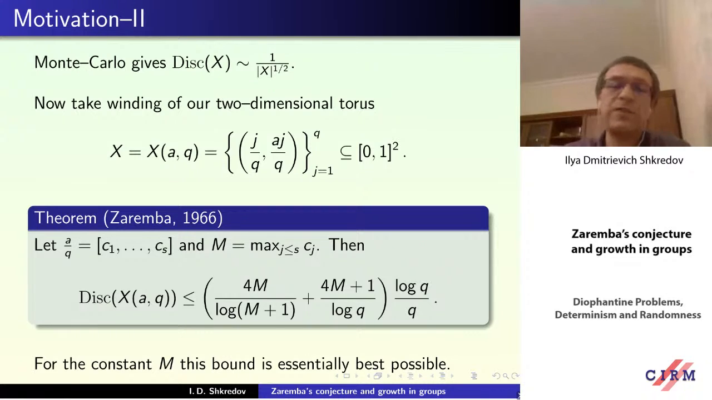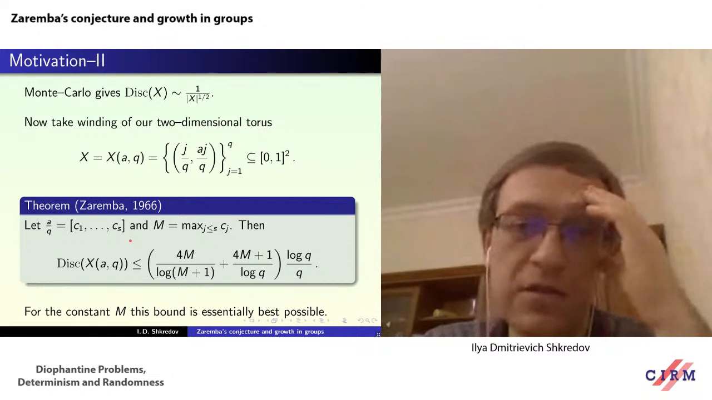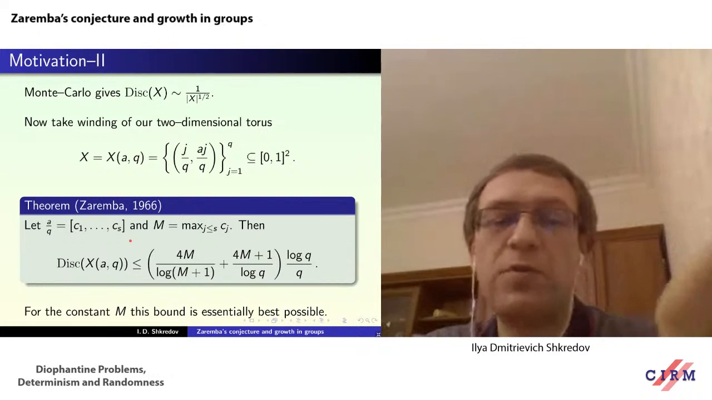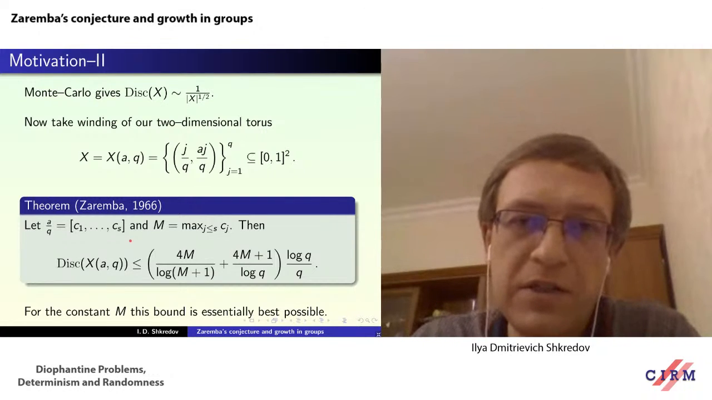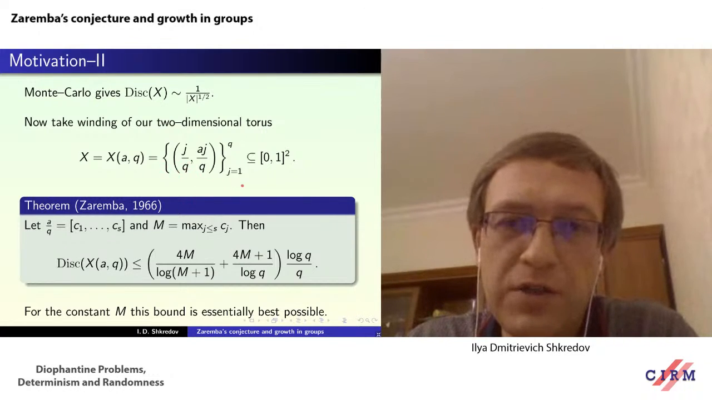So that was the motivation of Zaremba. Is it true that for any Q I can find A such that all partial quotients of A over Q, the a_j, are bounded by some constant M? If so, then I obtain an optimal result for discrepancy, and this optimal result is attained on a very concrete and natural set, actually.